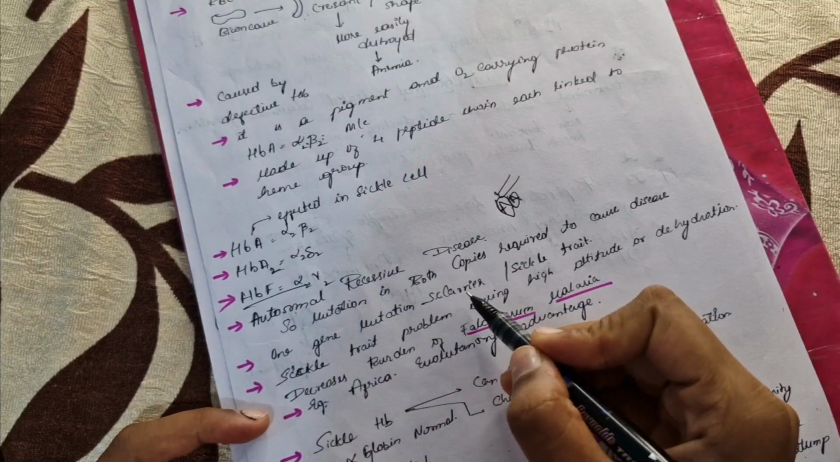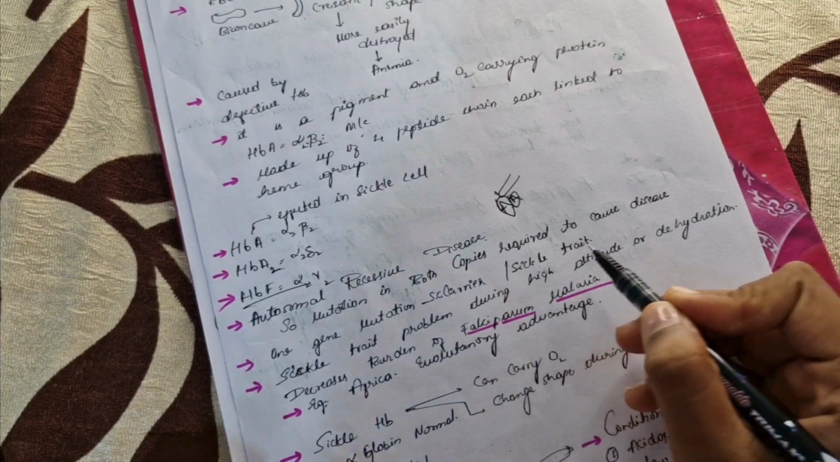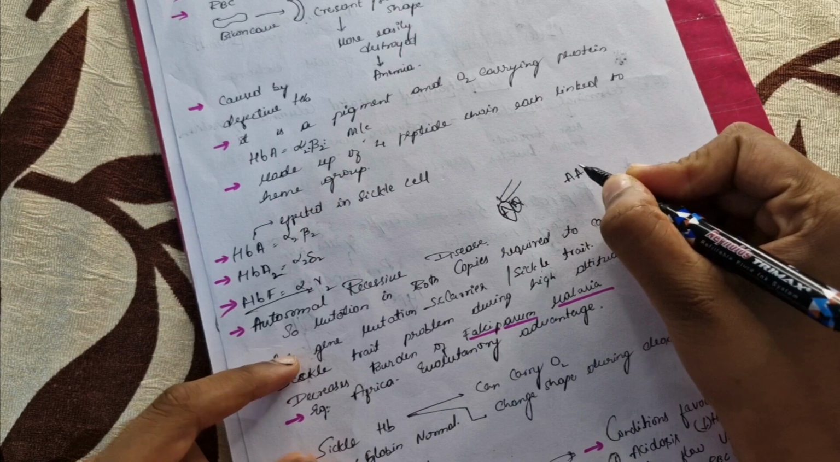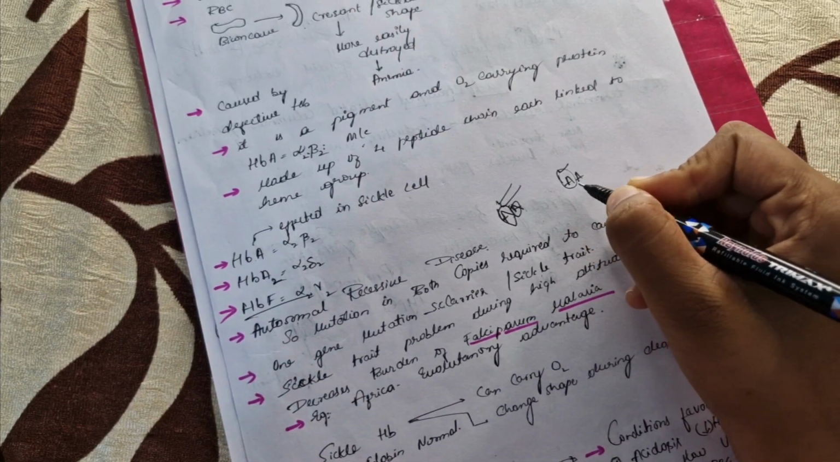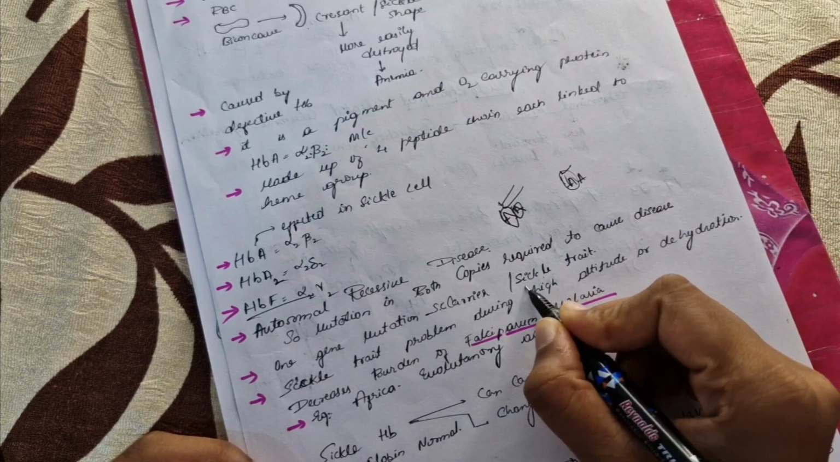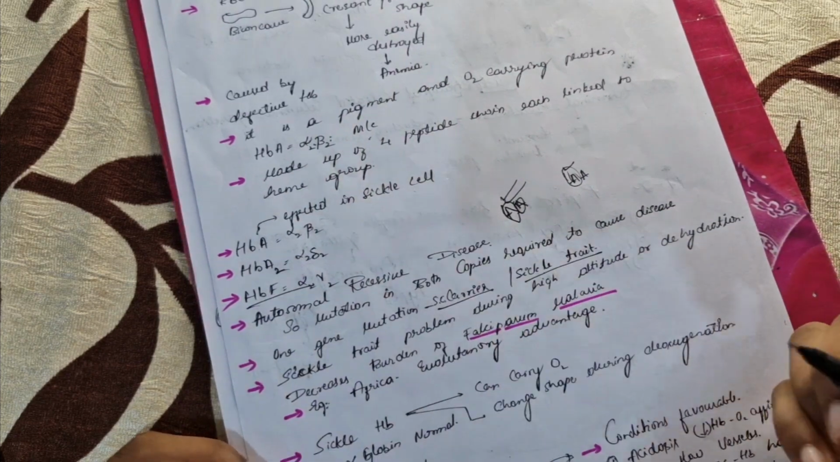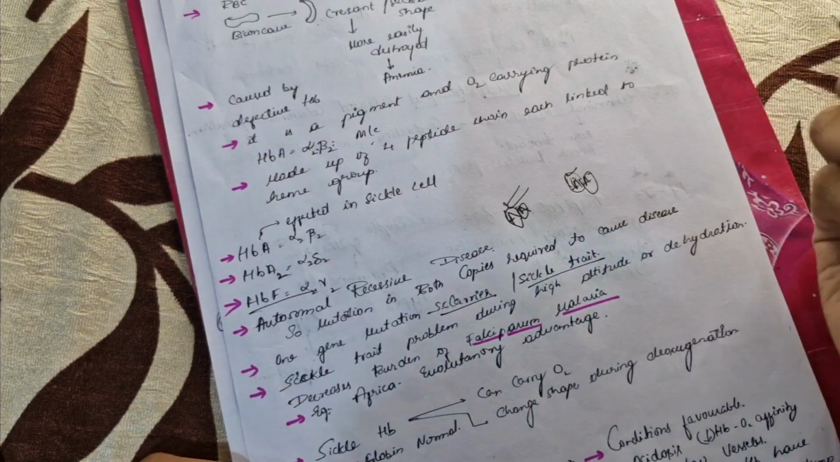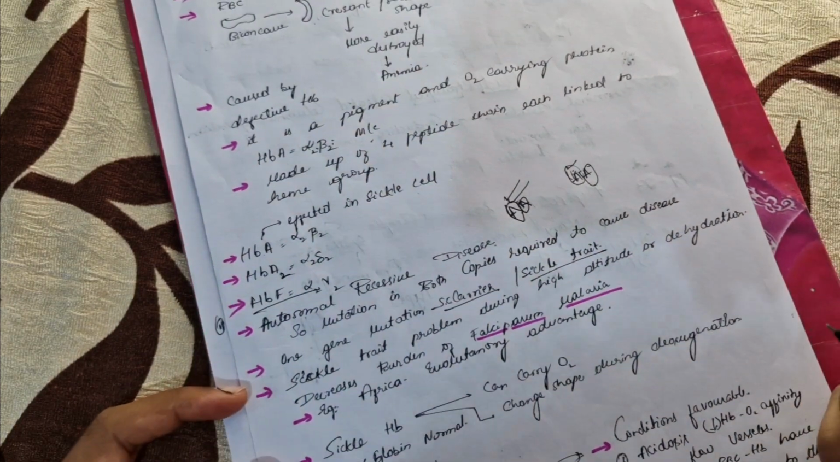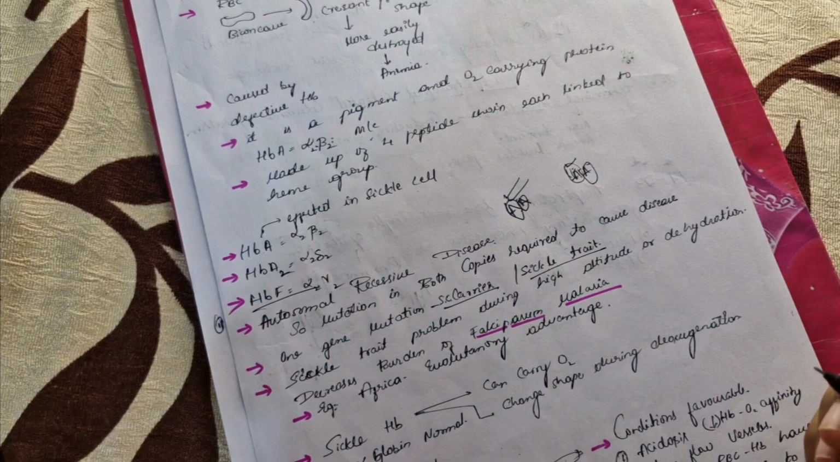If only one gene is mutated, then we call it sickle trait. There are two alleles for each character. Only one is defective, one beta chain is defective, which means we say sickle trait or sickle cell carrier. If both are defective, then the symptoms of sickle cell anemia occur when the baby is born.